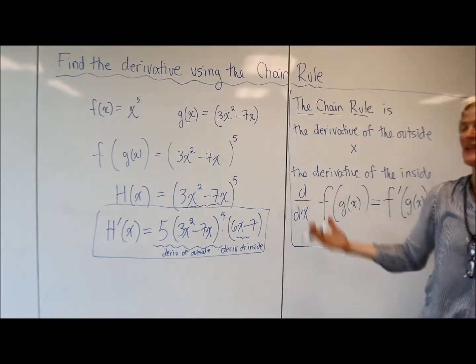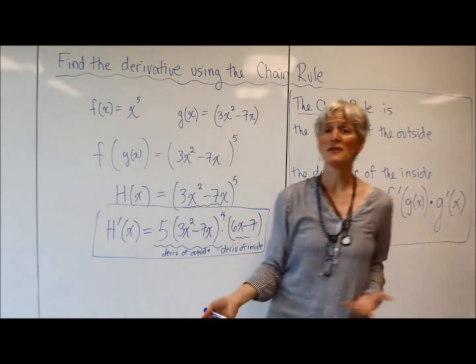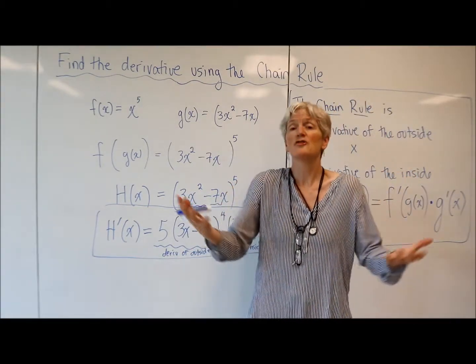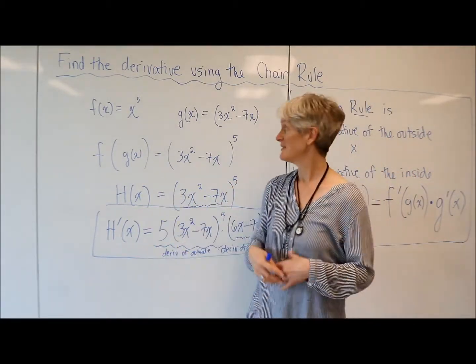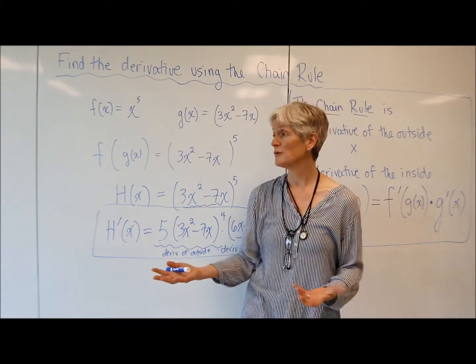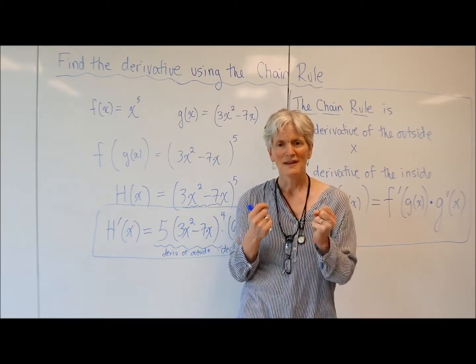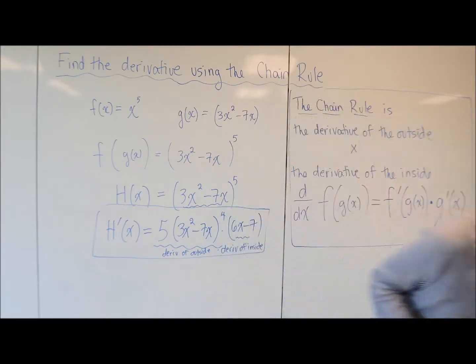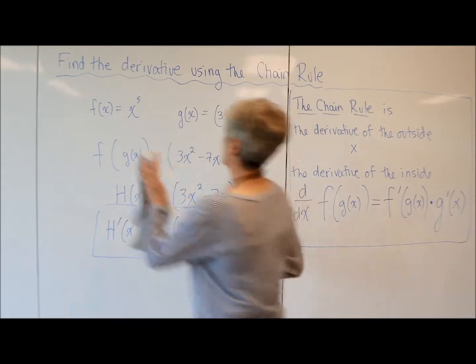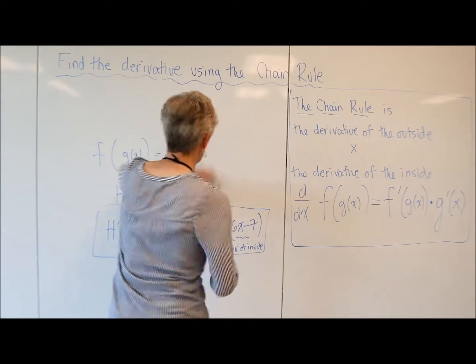Now we can combine that with all of our other rules. Our exponential functions shortcut rule. How to take the derivative of sine, cosine, tangent. We can even combine it with our product rules and our quotient rules. So the chain rule is going to be very, very useful. Let's do a few more examples.